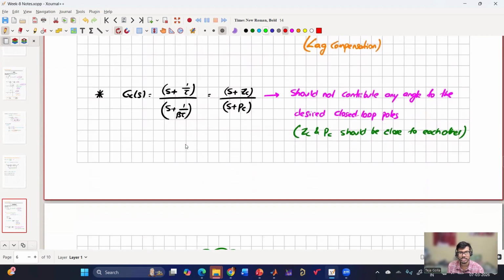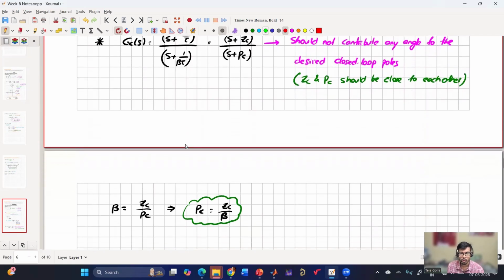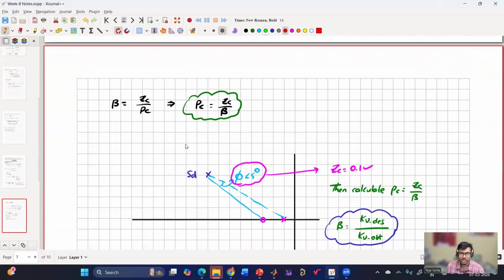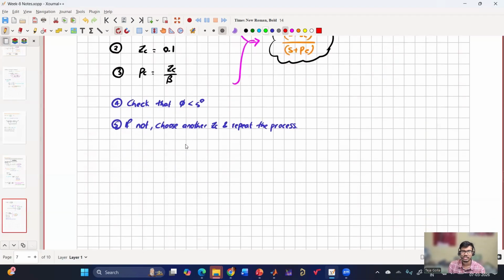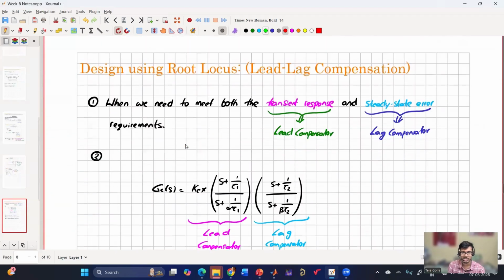And for designing the lag compensation, one important thing is it should not contribute much angle to the closed loop pole, so that it will not alter the root locus much. It will have some impact, but it should not have a drastic impact. So phi is assumed to be less than 5 degrees, and then ZC is considered to be 0.1, and beta is designed by the Kv of the uncompensated. And from there, I can calculate the lag compensation transfer function. And once we do, we have to check whether phi is less than 5 degrees or not, which I have skipped just to save some time. And if not, then we have to choose another ZC and repeat the process. Finally, we have to plot the root locus and check that the root locus is not changed drastically.